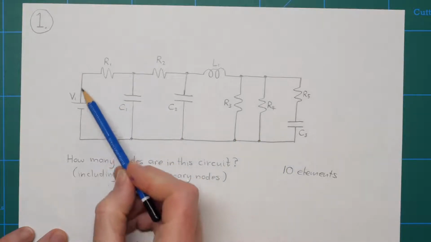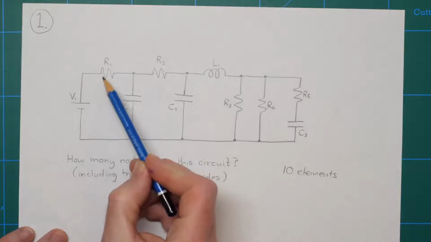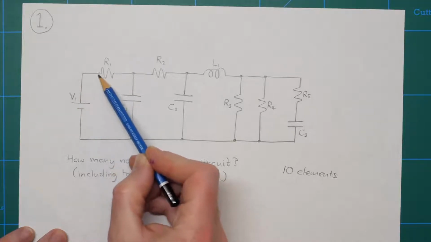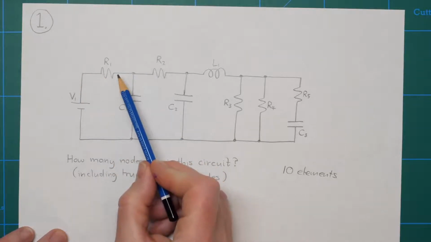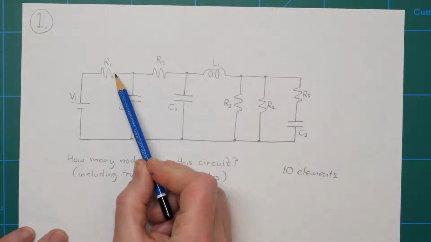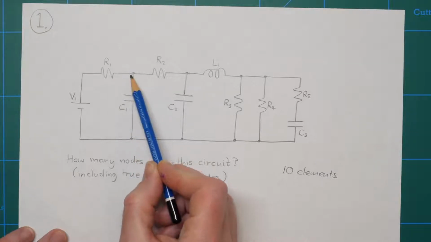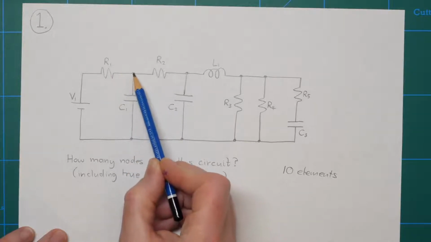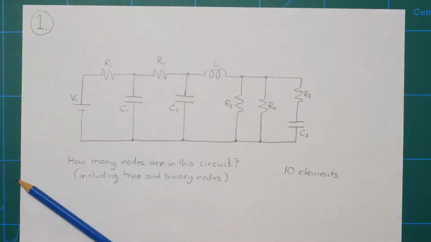So for example, here's a node up in the corner here where R1 and V1 meet. And this is an example of what we call a binary node because it's a node where only two elements meet. The other type of node is what we call a true node, which is where 3 or more elements meet. So here's an example of a true node here. So you can see R1, R2 and C1 are all connected to this node in the circuit here.